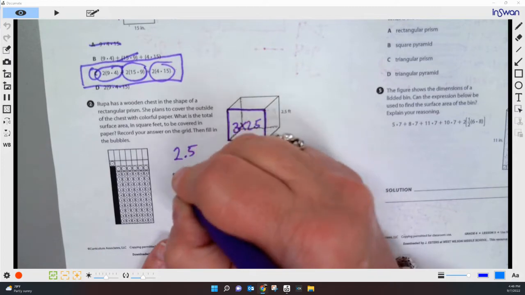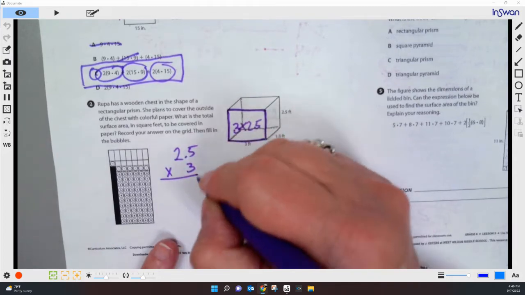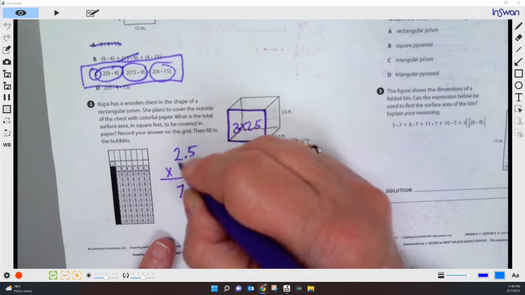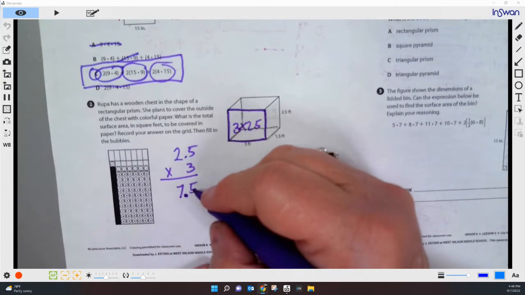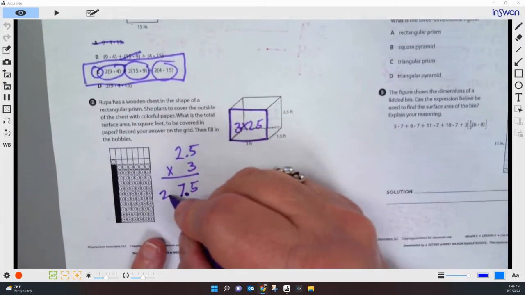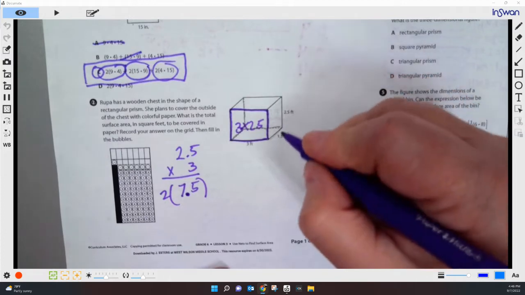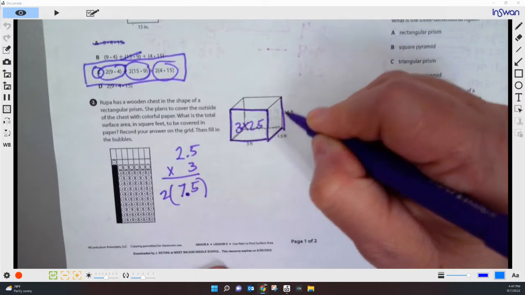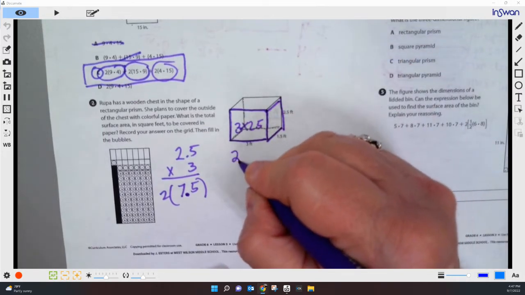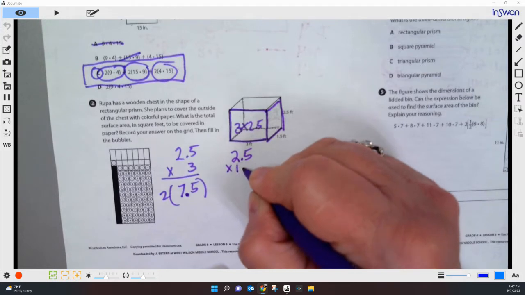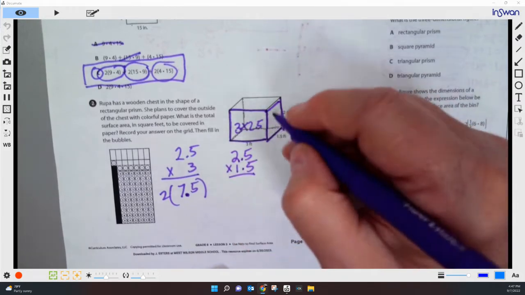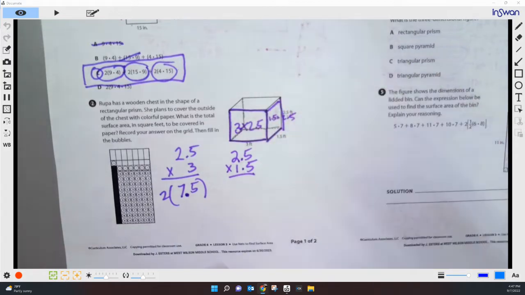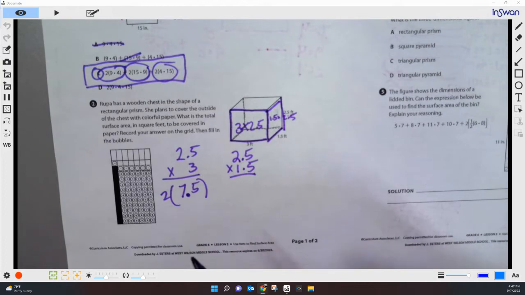So I can do 2.5 times 3, and let's see, 15, 6 plus 1 is 7, 1 decimal point. That's going to be 7.5, but remember, I'm going to have two of those. All right, if I look at the right side, these are the small sides. I have 1.5 by 2.5. So if I multiply 2.5 times 1.5, I'm going to have two of those also for a right and left. That's 1.5 times 2.5.